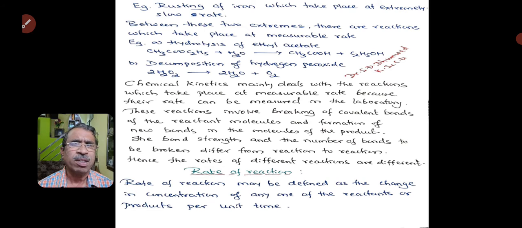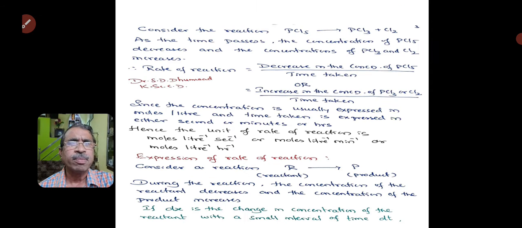As I have said, what is the rate of reaction? Rate of reaction may be defined as the change in concentration of any one of the reactants or the products per unit time. I repeat, the rate of reaction is defined as the change in concentration of any one of the reactants or the products per unit time.